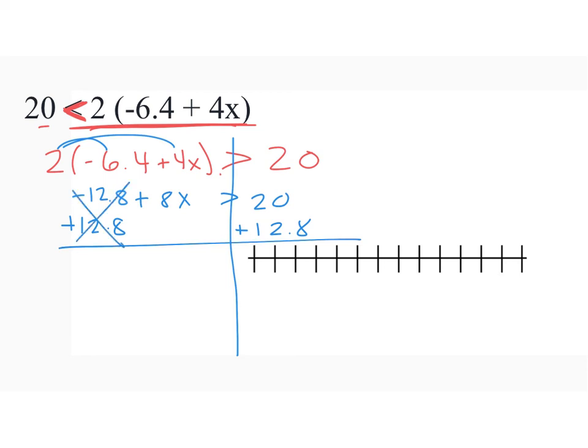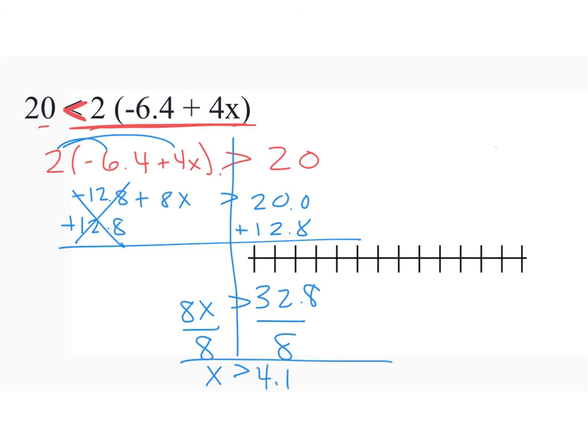That's going to leave me with, my 12.8s are gone, 8x is greater than, I'm going to add my 20, so I get 32.8. So I'm going to scoot that down a little bit. All right, and then the last thing I need to do here is divide by 8, divide by 8. So x is going to be still greater than, and then we need to figure out our math here. We're not having to flip our sign because we're dividing by a positive. So I'm going to do my division, come back and check your work. All right, so we should have gotten x is greater than 4.1, and it should be positive.